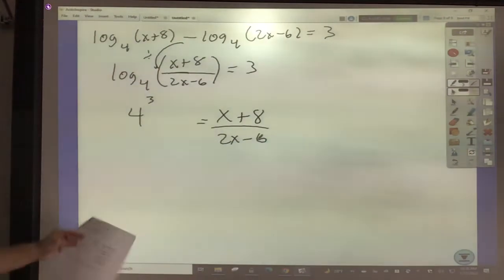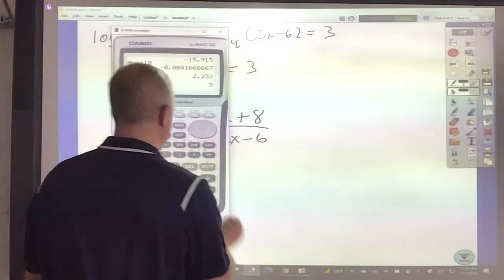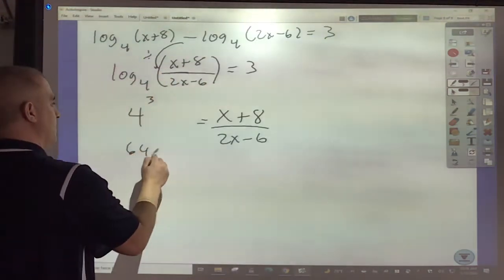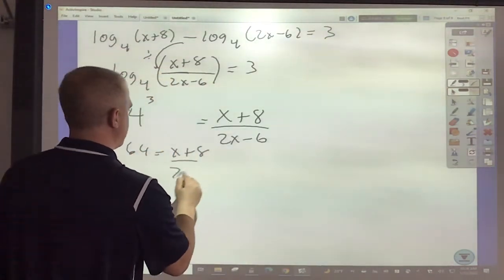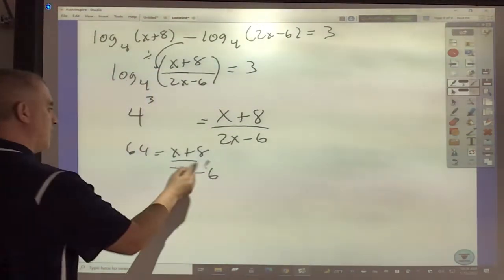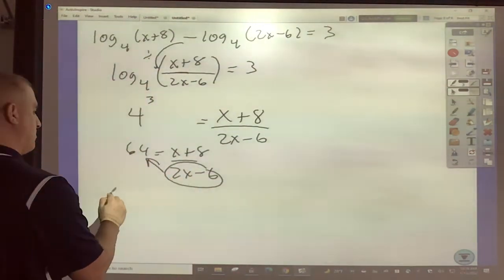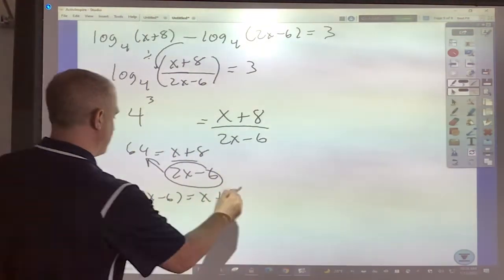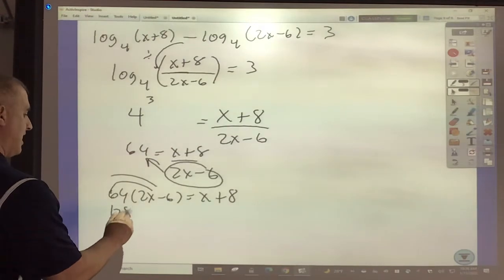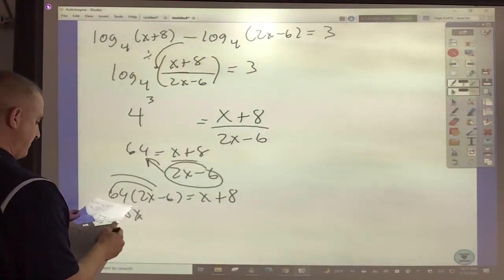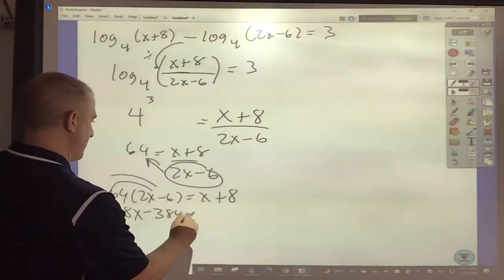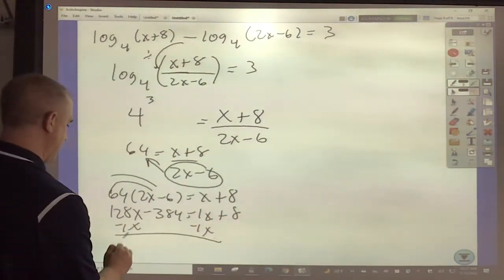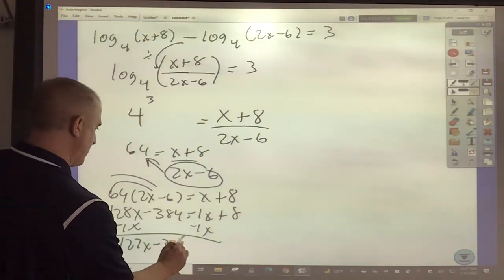Okay, and I'm going to do a calculation. My calculation here is going to be 4 to the 3rd. That's going to be 64 equals (x plus 8) over (2x minus 6). Now, what I got to do to solve this problem is go ahead and cross multiply. So I'm basically going to distribute that 2x minus 6. That's going to be 128x minus 384 equals 1x plus 8. I subtract 1x there. I get 127x minus 384 equals 8.